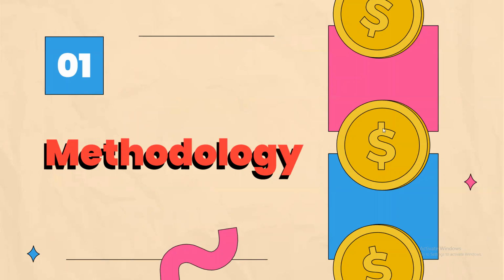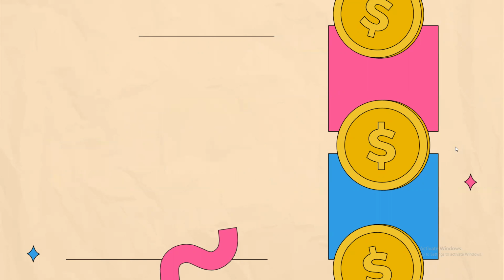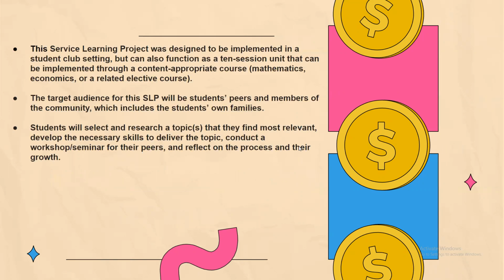So just to start us off, I'll be talking about the methodology, the implementation of our service learning project. First and foremost, our service learning project was designed to be implemented in a student club setting of sorts, something maybe like an after school program or an advisory within the school during school hours, but you could integrate it to be used in a content appropriate course, such as a math class, an econ class, or any related elective. The target audience for this service learning project will be students' peers and members of the community, which includes the students' own families. This will be an important point we talk about coming up.